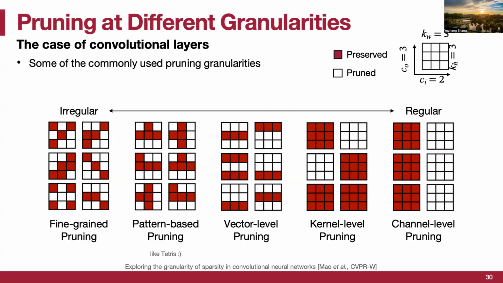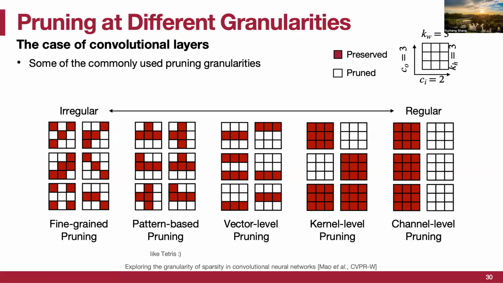And we have vector level pruning, which is similar to the structure pruning in the previous demo. We can just prune out some columns in the kernel, and then we can get a smaller size, but still very compact kernels. This is the vector level pruning method, and more coarse grain is the kernel level pruning, right?